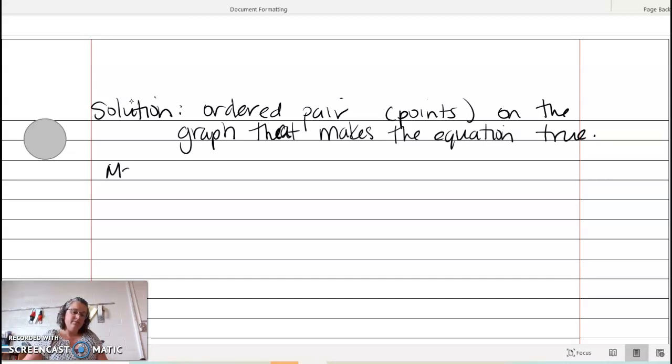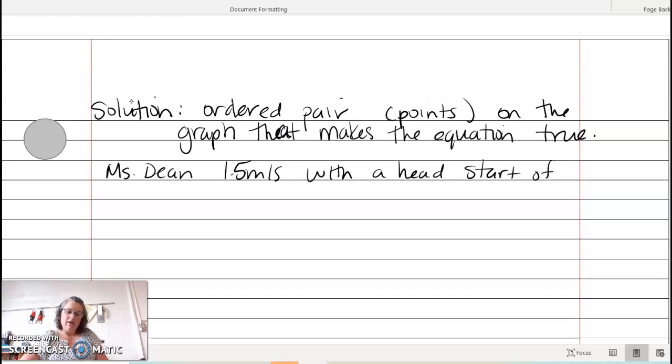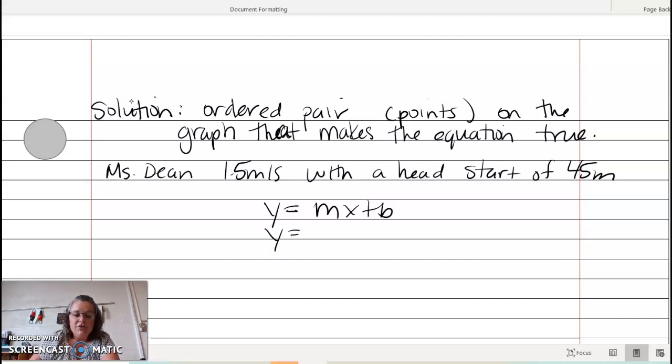So let's say Miss Dean walks 1.5 meters per second with a head start of 45 meters. If we want to write an equation for her, we can say y equals mx plus b, because we know she has a constant rate and a head start. So we have y equals her rate of change is at 1.5 meters times her time plus the 45 meter head start. And then we can actually change this. Her meters are equal to 1.5 every second.